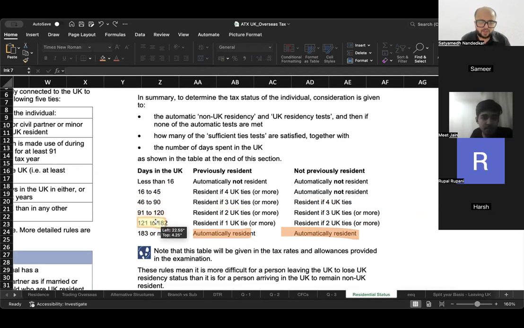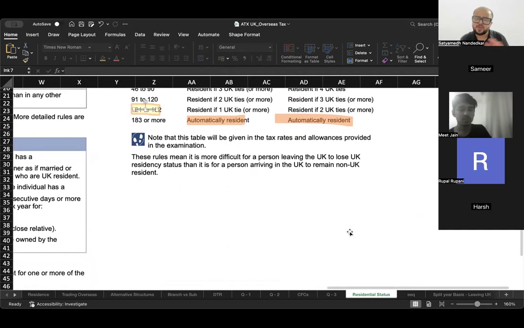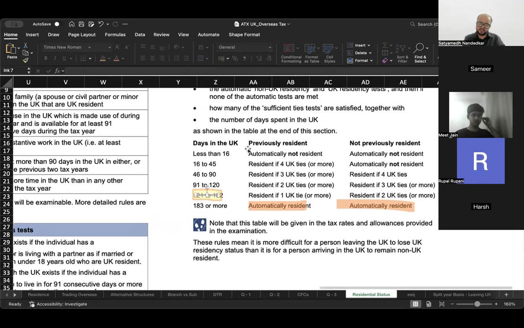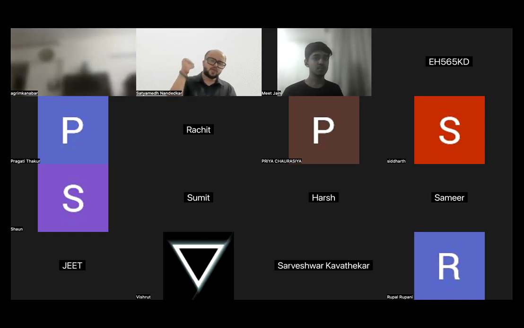if you were in the UK for say 150 days and you were previously a non-resident, then you would be considered resident in the UK in the current year if you fulfill at least 2 UK ties. If not, then tata bye bye. Then otherwise you will become automatically resident in the country if 183 days या उससे more हो गया तो। ठीक है, this table by the way is given to you in the exam, but the sufficient ties are not mentioned. So let's quickly revise the 5 sufficient ties.